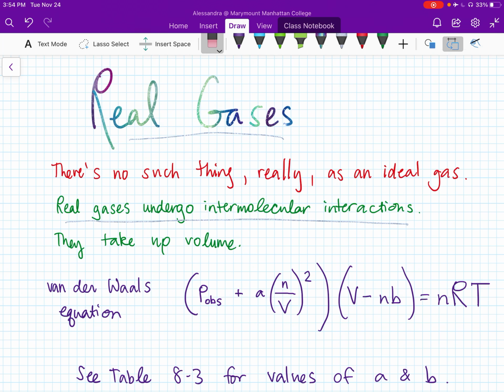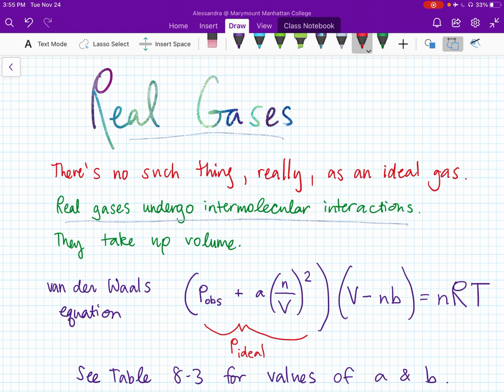And you multiply A by the number of moles divided by the volume of the container squared. So what this term represents is the ideal pressure, the pressure that we would have as an ideal gas. So basically, when we actually take a pressure measurement, that observed pressure is going to have to be corrected if you want to make it match the so-called ideal pressure.